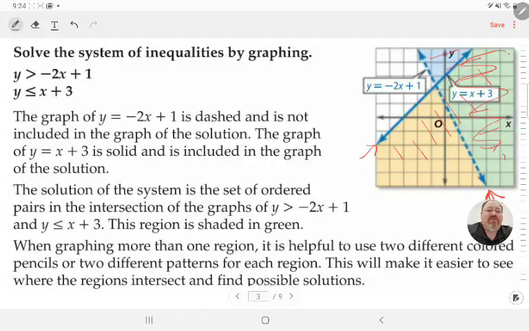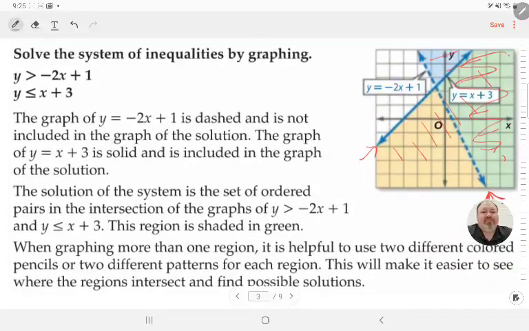The solution of the system is the set of ordered pairs in the intersection of the graphs y is greater than negative 2x plus 1 and y is less than or equal to x plus 3. This region, as I said, is shaded in green. When graphing more than one region, it is helpful to use two different colored pencils or two different patterns for each region. This will make it easier to see where the regions intersect and find possible solutions. So all our solutions would be in that light green area.